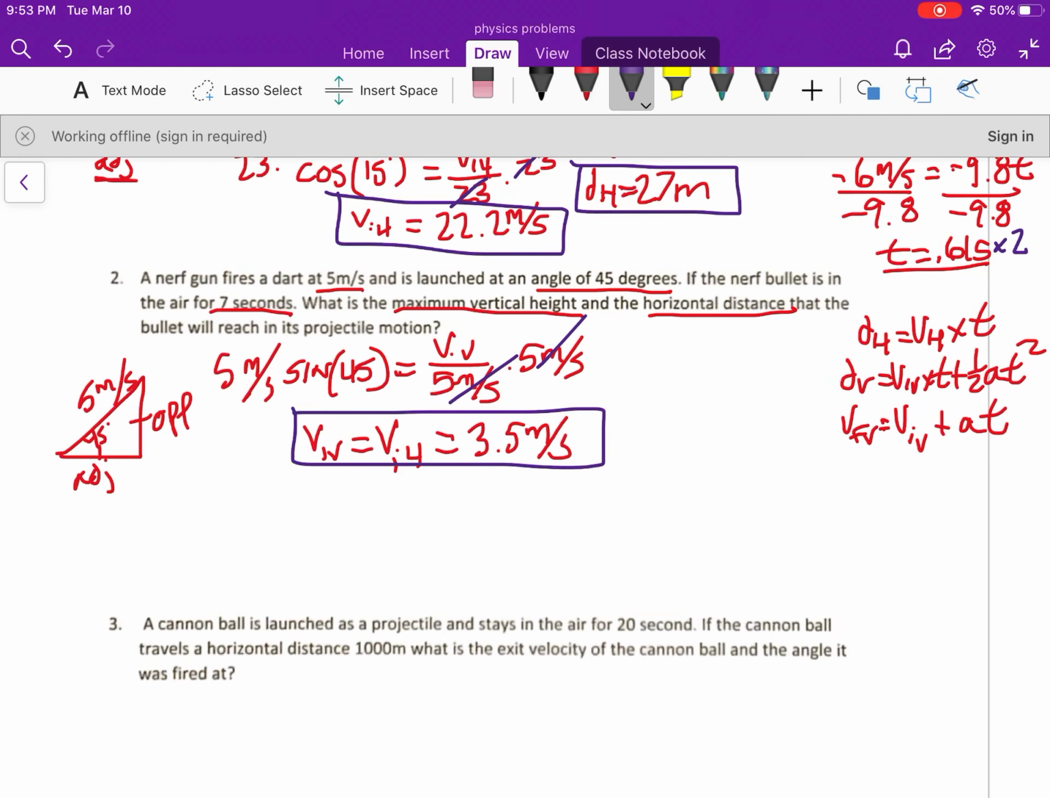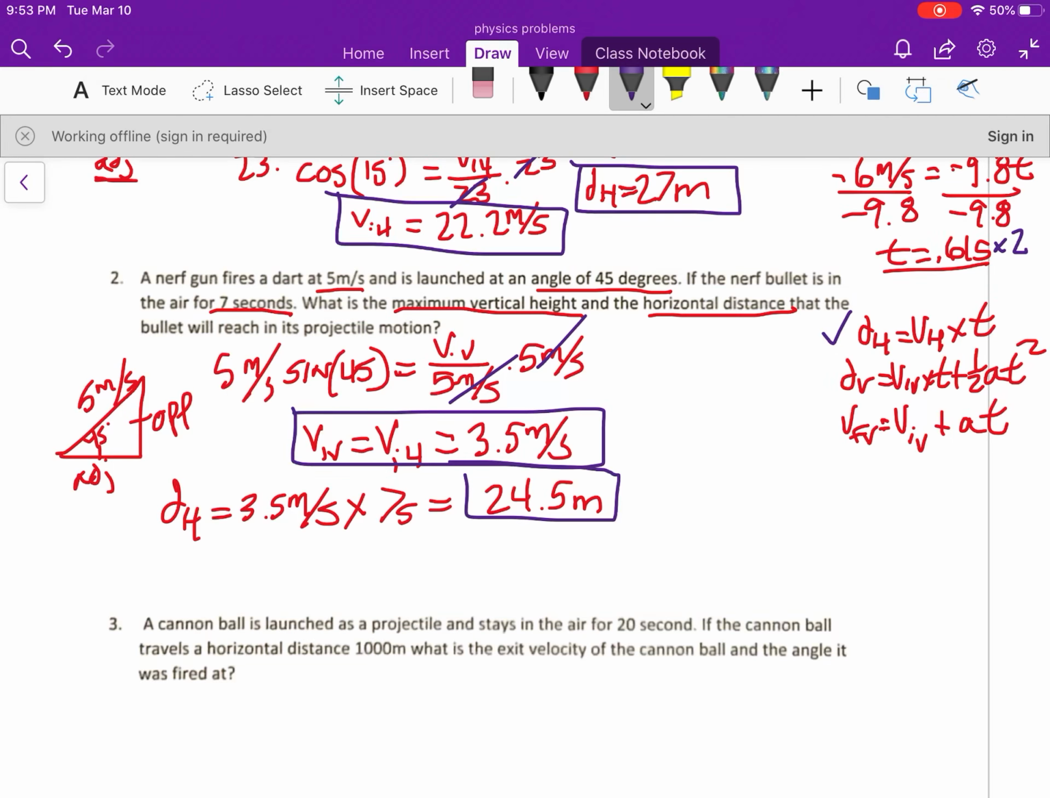So now we have time and we have our initial horizontal velocity, so I can use this first equation. So dH equals VH, which is 3.5 meters per second, times time, which is 7 seconds. So my distance in the horizontal, 3.5 times 7, is 24.5 meters. So there's one of the 2 answers that I'm looking for.